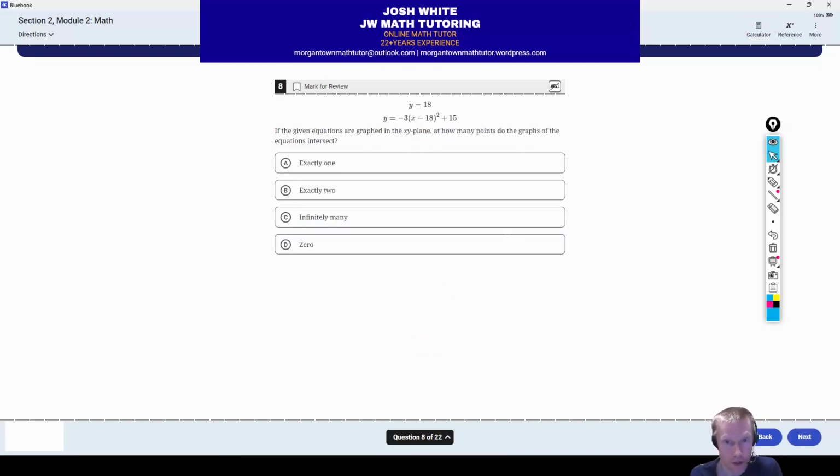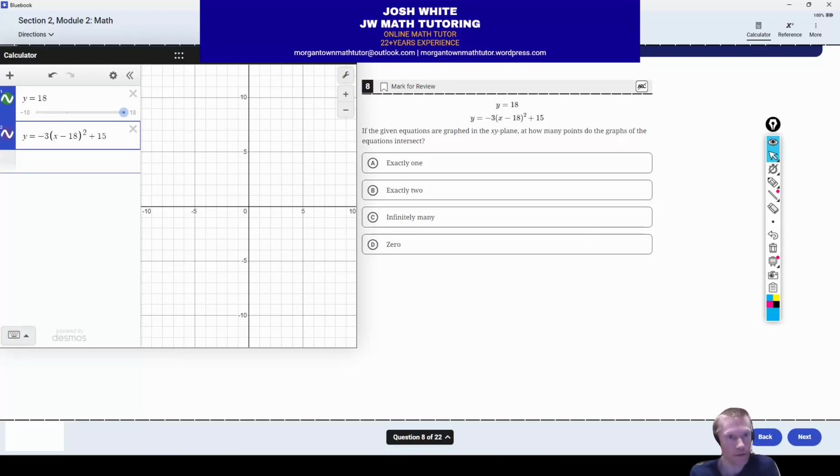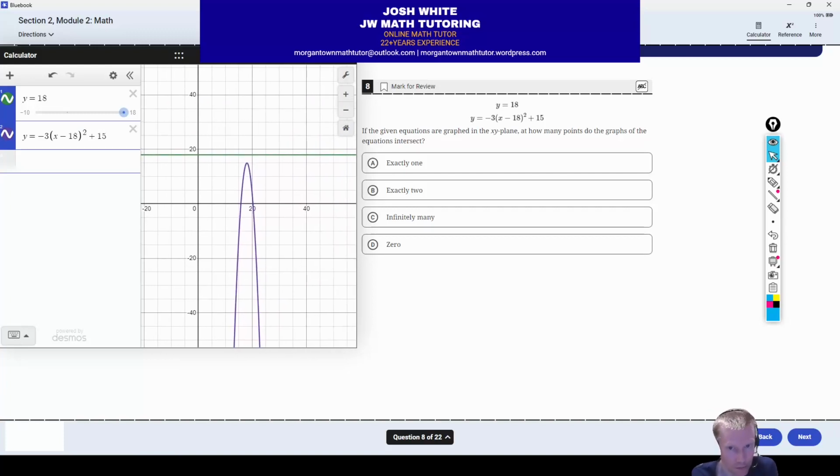All right, next up, here we go. We have another system of linear equations. So you can technically do this one by hand, but it's so much quicker, it's so much easier to just go to Desmos and graph out both the equations and see how many times they intersect. So you have to zoom out to see them here.